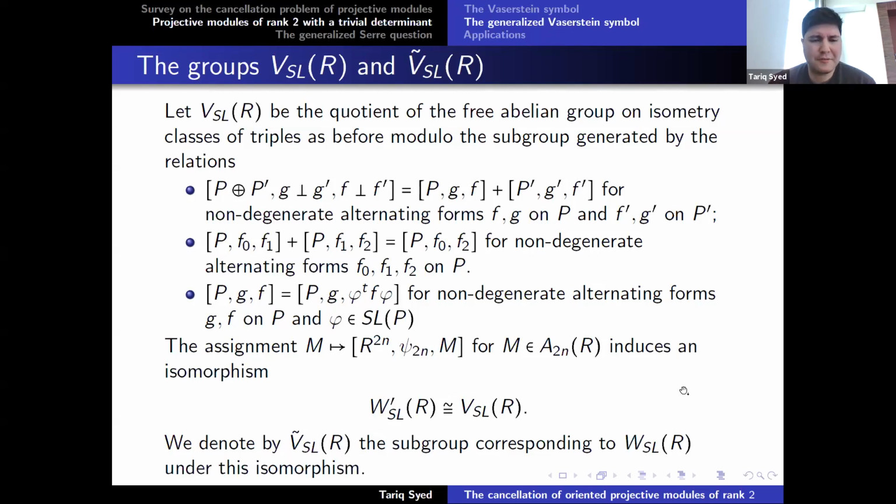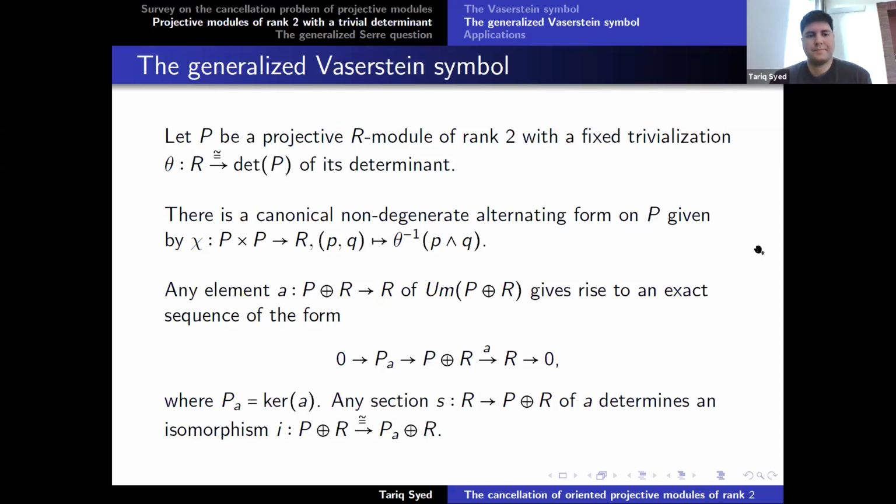So basically, forget all the definitions. We just have isometry classes of triples of non-degenerate alternating forms on projective modules now. Okay, so now we want to define the generalized Waserstein symbol. So we let P be a projective R module of rank 2 as always, with a fixed trivialization of its determinant. So we have such an isomorphism between R and the determinant of P. And this already defines a very canonical non-degenerate alternating form simply by mapping PQ to the inverse of the wedge product of P, I mean, in the second exterior power, so the determinant. Yeah, we have a canonical non-degenerate alternating form, basically by assumption.